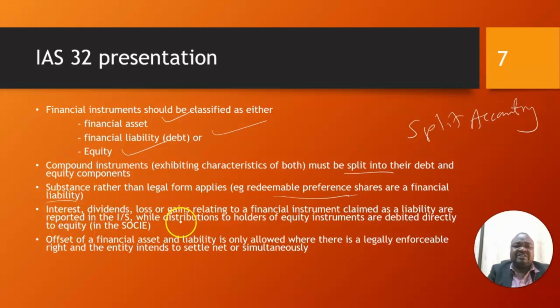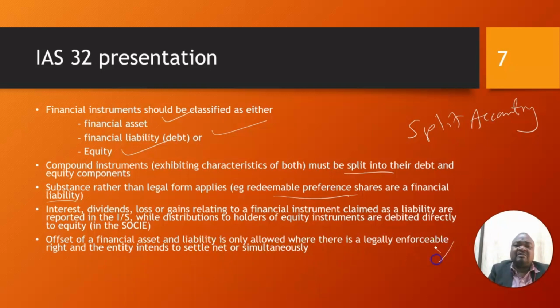Interest, dividends, losses, or gains relating to a financial instrument classified as a liability are reported in the income statement, while distributions to holders of equity instruments are debited directly to equity in the statement of changes in equity. Offset of a financial asset and liability is only allowed where there is a legally enforceable right and the entity intends to settle net or simultaneously.